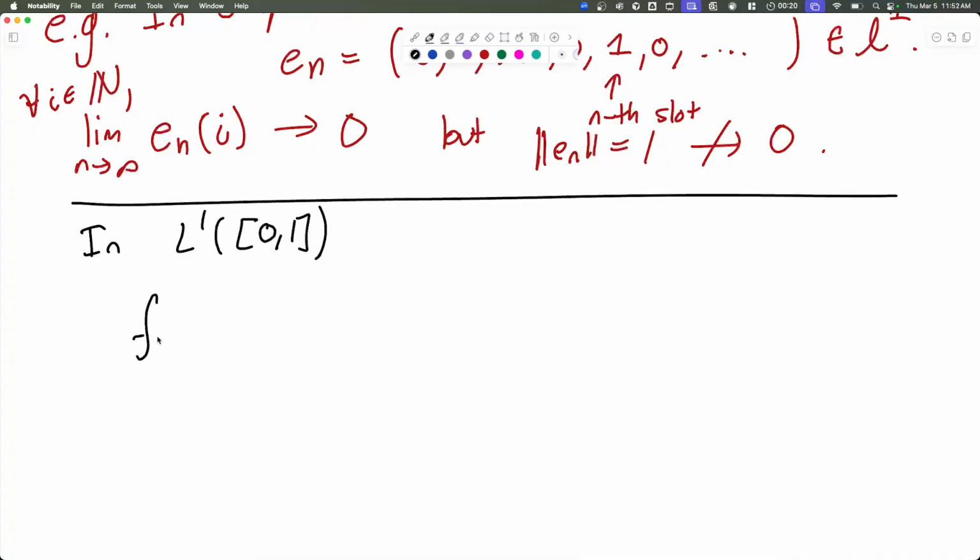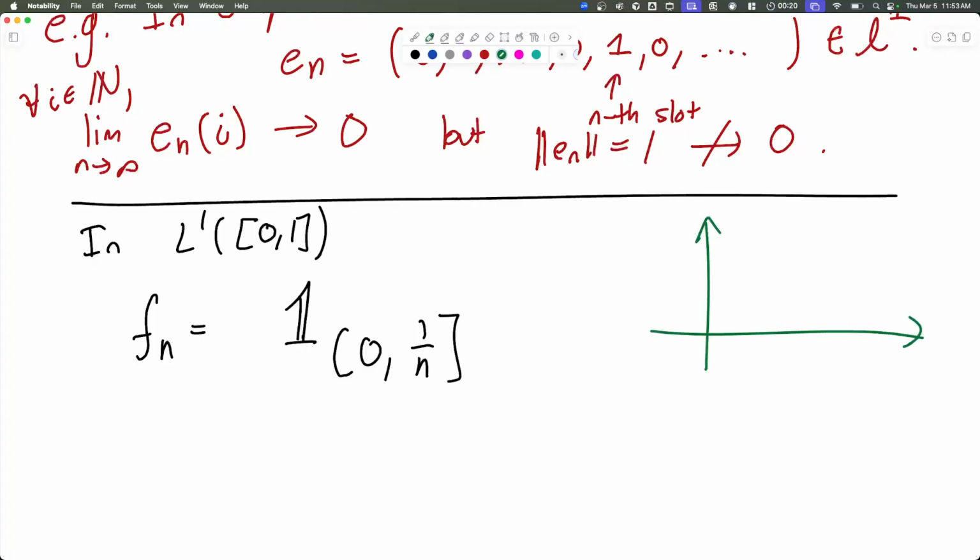I'm going to do the function fn, which is the indicator of 0 to 1 over n. And I think let's do it open and closed, so it's a step function. We've seen this one before. This is the sliding spike getting crunched down. In your brain it looks like this. So it's over here, and this is an interval of length 1 over n.